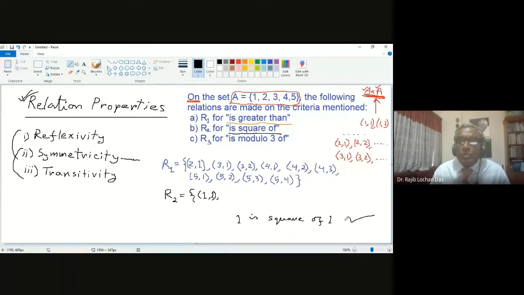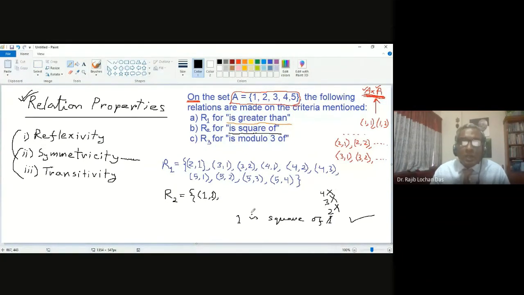If you think about 1 is square of 2, is it possible? No. 1 is square of 3, is it possible? No. 1 is square of 4, is it possible? No. So we are not taking 1 comma 2, 1 comma 3, 1 comma 4.